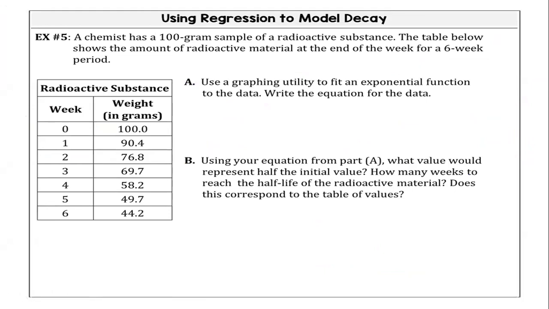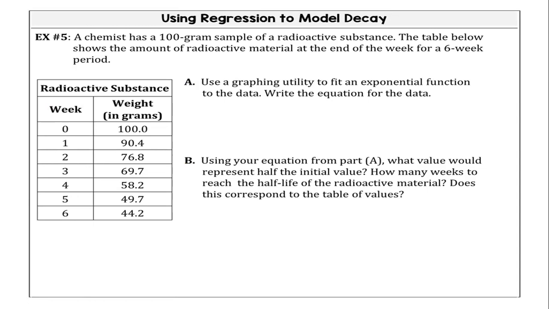All right, next, here we go. Real world example time. This is an example of a possible way that a free response could be set up on this topic. Does that make sense? So if we're looking at example number 5, this is an example of a possible free response that you could get. Okay, so a chemist has a 100-gram sample of radioactive substance. The table below shows the amount of radioactive material at the end of the week for 6 weeks. Use a graphing utility to find an exponential function to fit the data. Write the equation for the data.